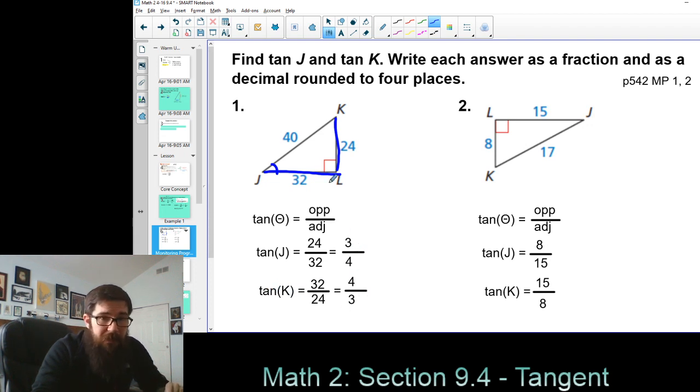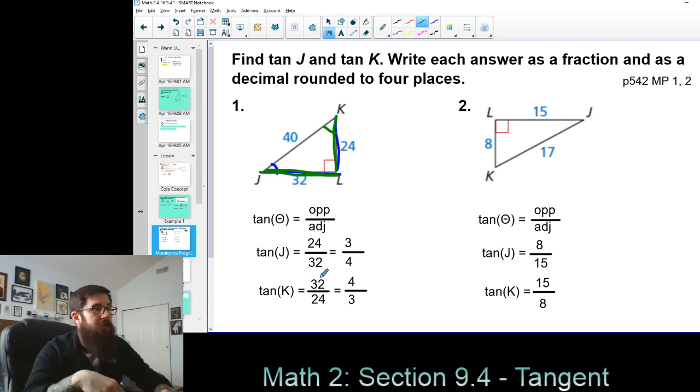Tan of K is going to do the same concept. We're going to change the order, because opposite from K is now the 32. The adjacent to K is now the 24, so you'll notice it's the same fraction. It's just the reciprocal. We took the fraction and flipped it around.